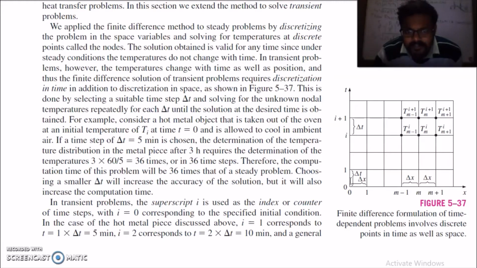For example, consider a hot metal object that is taken out of an oven at initial temperature Ti at time t is equal to 0 and is allowed to cool in ambient air. If a time step of delta t equal to say 5 minutes is chosen, the determination of the temperature distribution in the metal piece after 3 hours requires the determination of temperature 36 times. Means total 3 hours, after every 5 minutes you have to find, so there should be 36 steps of this delta t.